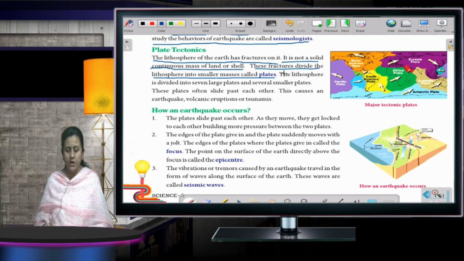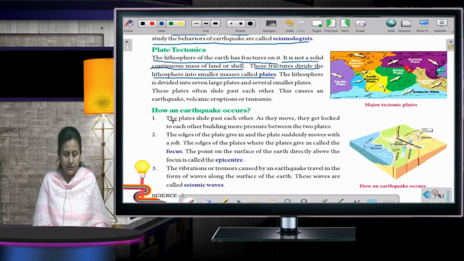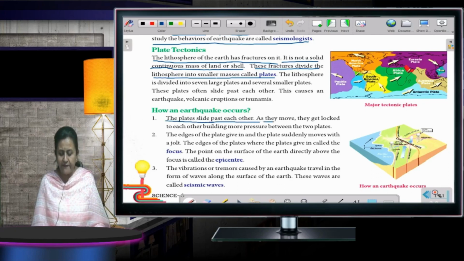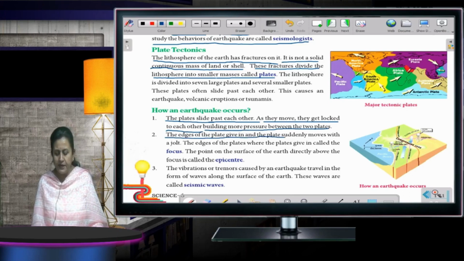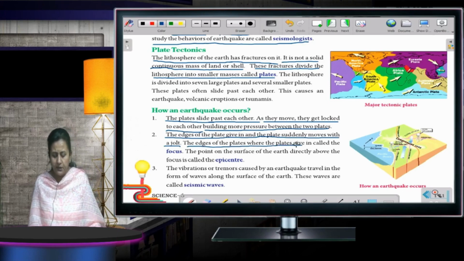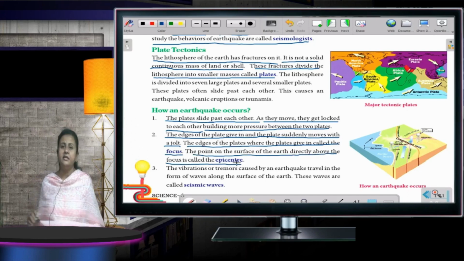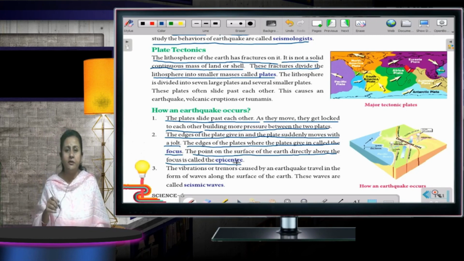Okay. Now, how does an earthquake occur? The plates slide past each other. As they move, they get locked to each other, building more pressure between the two plates. The edges of the plates give in and the plate suddenly moves with a jolt. The point where the plates give in is called the focus. The point on the surface of the earth directly above the focus is called the epicenter. Wherever the epicenter of the earthquake is, there is a lot of loss of property and life.